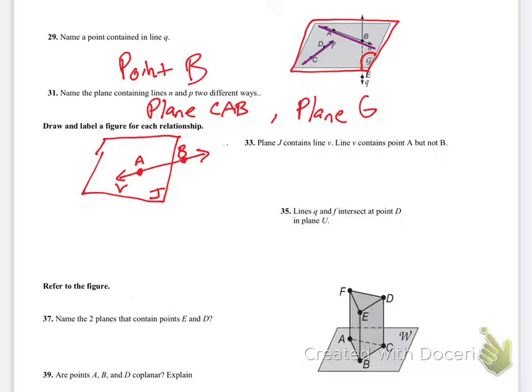35, lines Q and F intersect at point D in a plane U. So let's draw a plane. We'll call it U. Q and F. So those lines intersect, and they intersect at point D.